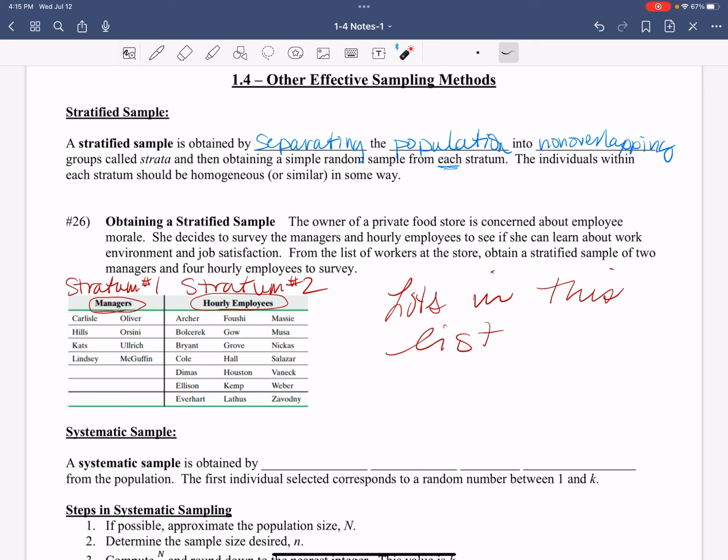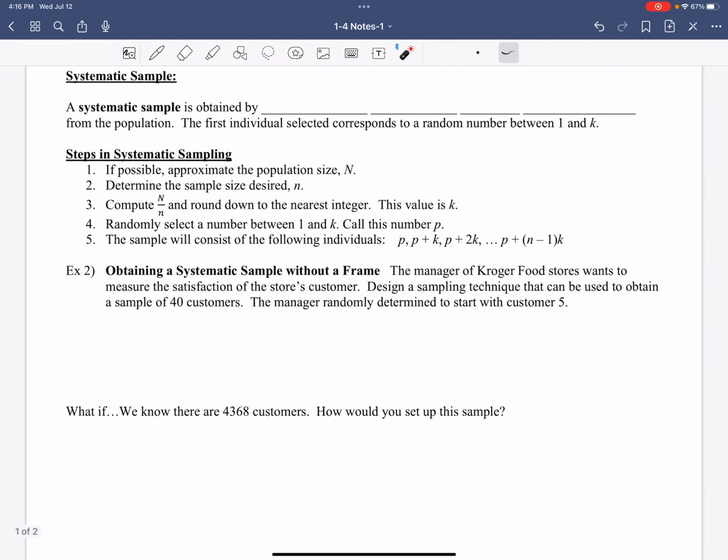The whole point of this is that you are broken into 2 groups that have something in common. That's what makes it a stratified sample. Not just 2, but groups. This one happens to be 2, but groups that have something in common, then you pull from each group. That's the whole point of stratified sample. All right, let's try another one here.